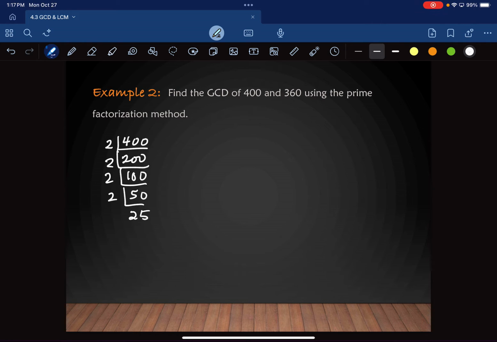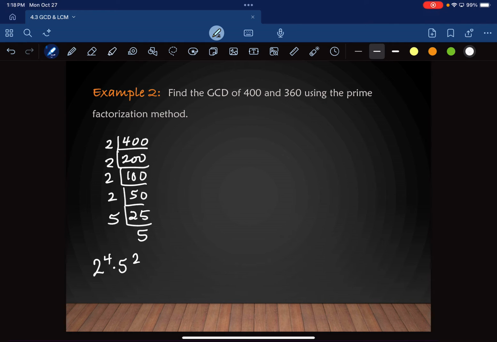It would be 3. Will 3 divide 25? No. What's the next prime number after 3? 5. Will 5 divide 25? Yes. And it will give me a 5 at the end, which is prime. So I have all my prime factors there along the left. So this is 2. How many 2's are there? 4. And how many 5's are there? 2. So the prime factorization for 400 is 2 to the 4th times 5 squared.